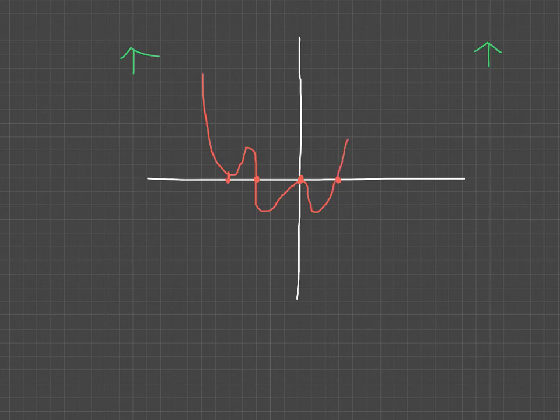the x-intercept at 3. No more x-intercepts. We end up above the x-axis. We're going up on the right, which we needed to. And there's our graph.